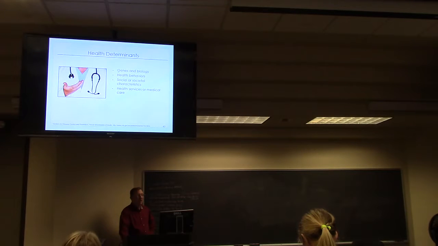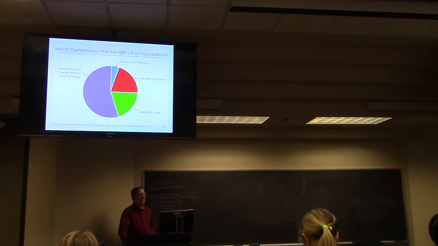So not only what you are biologically and genetically, but what you choose to do, what society pushes you to do, and what access to health you have all determines how things turn out for you from a health perspective. Now look at this. What determines the health of the population? Medical care is less than 25%. Isn't it kind of shocking that only 25% of health outcomes is from the healthcare system itself, taking care of people.